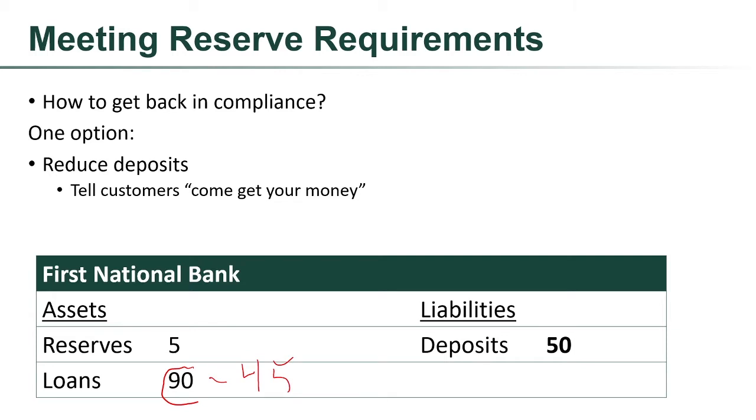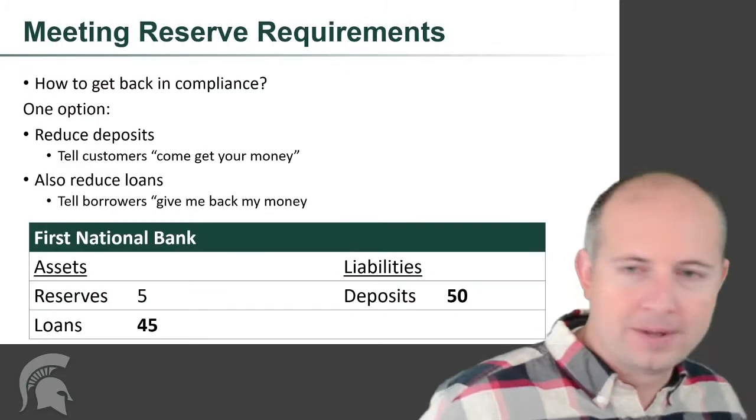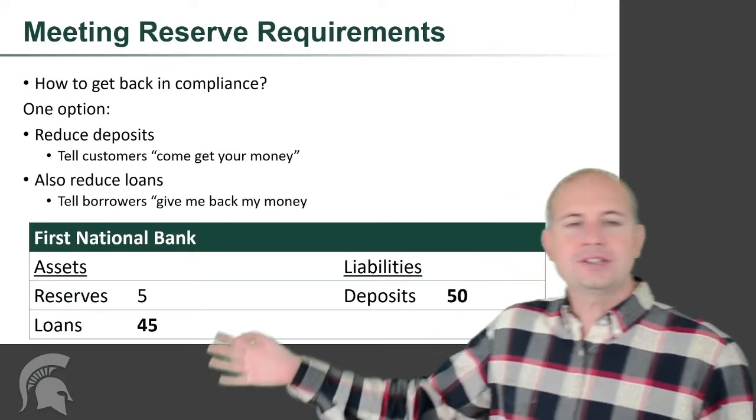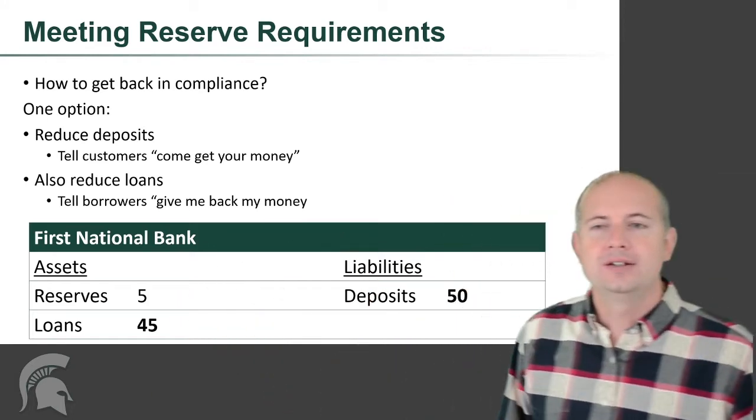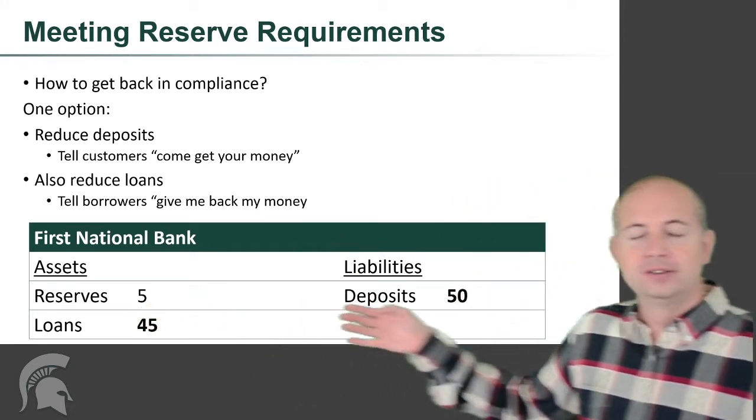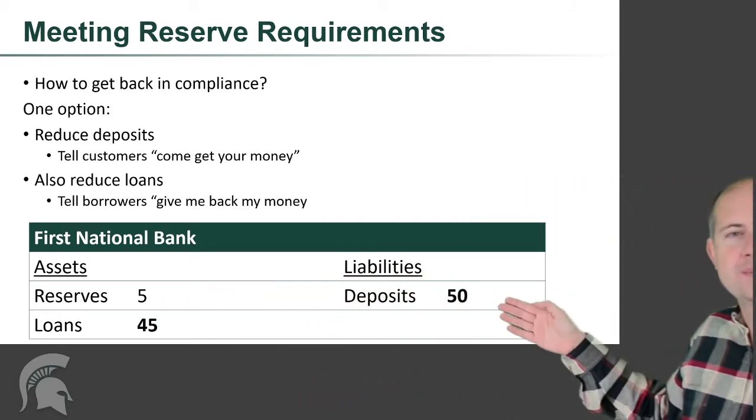So what that means is I'm going to take some of the people I've loaned money to, and say, hey, I'm trying to get rid of my depositors. I've got to give them money. You've got the money. Call back $45 in loans. So you have to also reduce loans, which means tell the borrowers, give me back my money. So this is one option. And this gets us to that 10% requirement. Notice, 5 is 10% of 50, 50 in assets, 50 in liabilities.